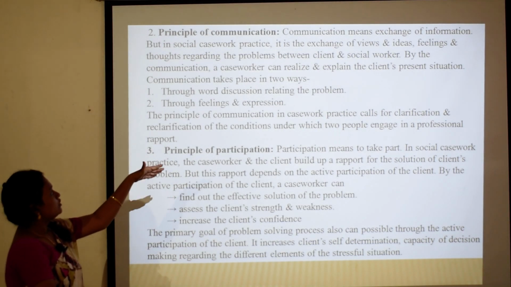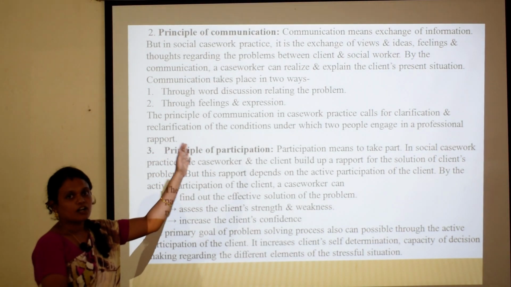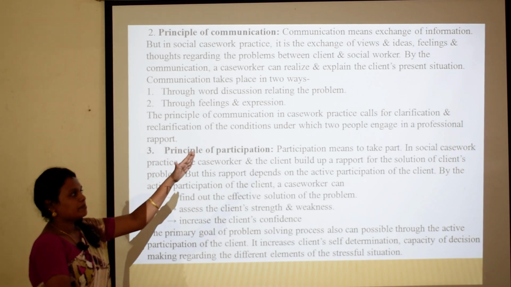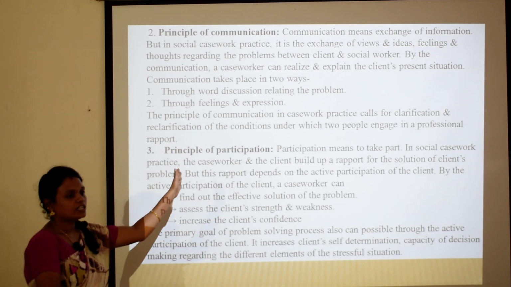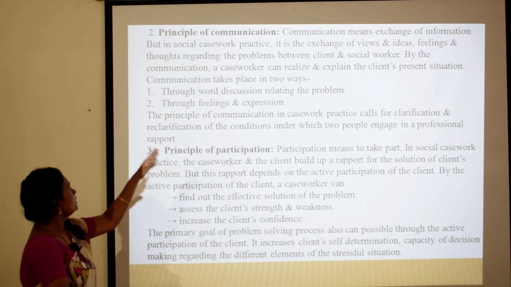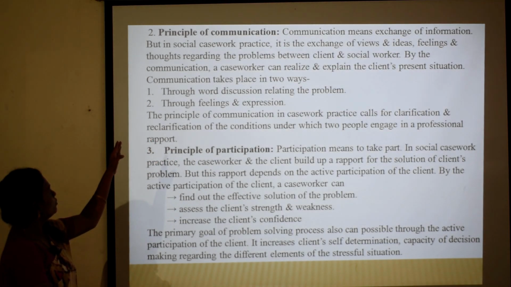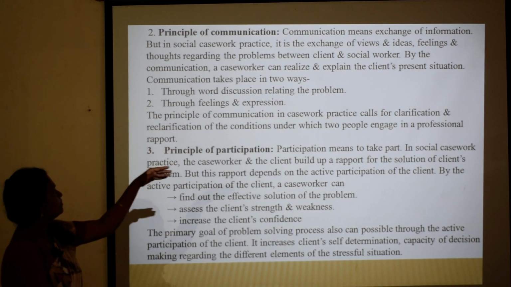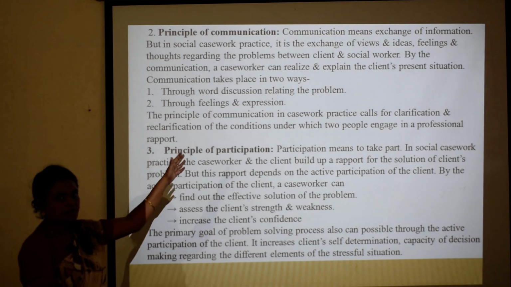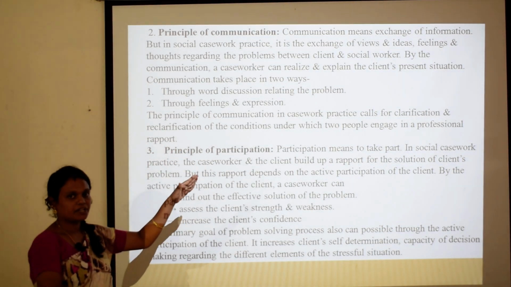Principle of communication. There must be good communication between a social caseworker and the client. The communication takes place in 2 ways: through word discussions relating to the problem, and through feelings and expression. So there must be verbal communication and non-verbal communication.